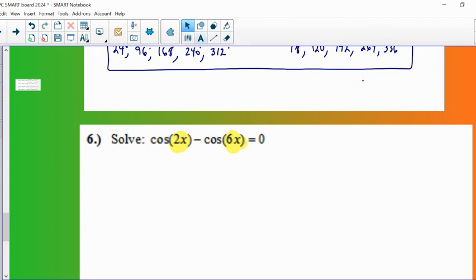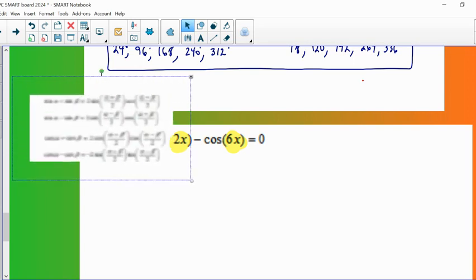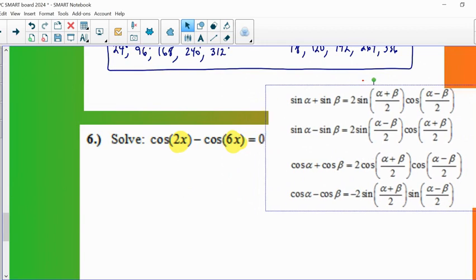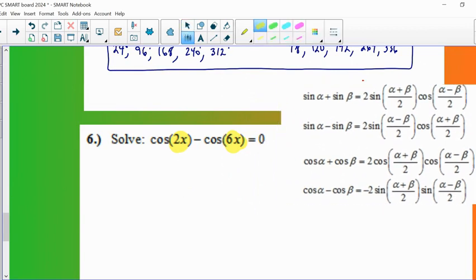So then we want to think about another strategy, and that's hiding right here. We've got a sum or a difference, in this case, equal to 0. It'd be much better if it was a product equal to 0. So we're going to utilize these formulas that are in the previous section. And it looks like I have one right here that I can use, which would be cosine of alpha minus cosine of beta equals -2 sine of their average times sine of the difference divided by 2. So let's do it. Here my alpha is 2x.